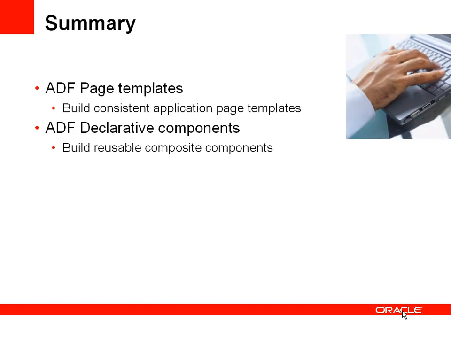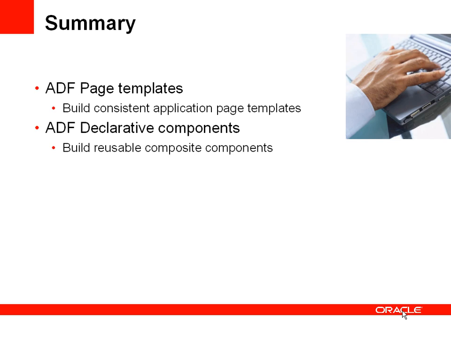So to summarize, you've seen ADF page templates, and ADF page templates allow you to build a consistent look and feel of your application by allowing a corporate definition of a page to be defined within a template. And each template has what's called facets. Those are just named areas within the template where the user of the template can place their own content. And a template can also have attributes as well. And attributes are just ways of parameterizing information into the instance of a template.